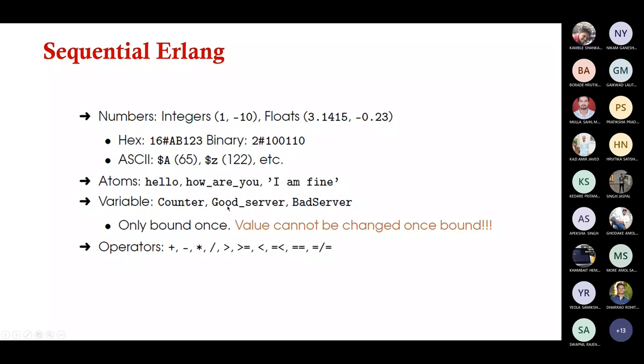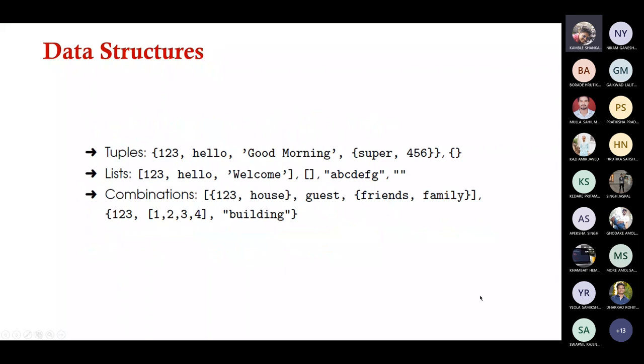And a variable is just like any other variable that we have, count, sum, any of these variables. But now one important characteristic of Erlang related to variables is that the values cannot be changed once you bind it. Any variable can be bound only once. So once you give some value to that variable, that value cannot be changed. And then you have certain operators like plus, minus, star, slash, less than, greater than, less than or equal to, not equal to, and so on. So these are certain operators that we'll be using.